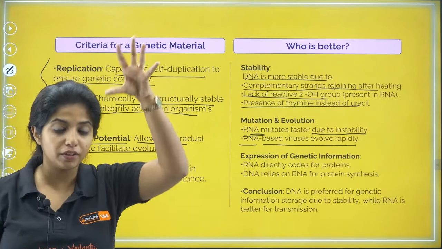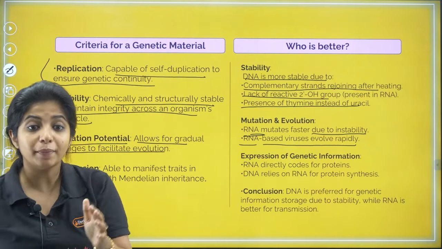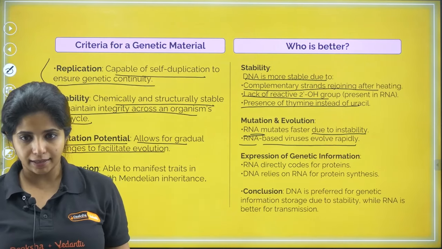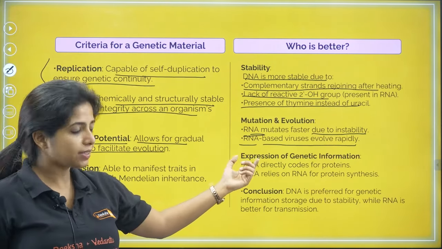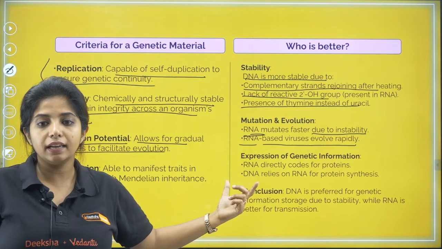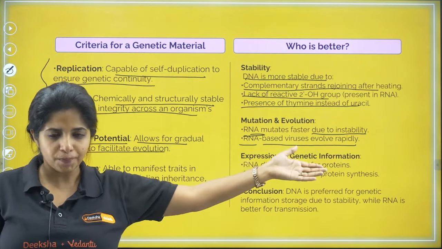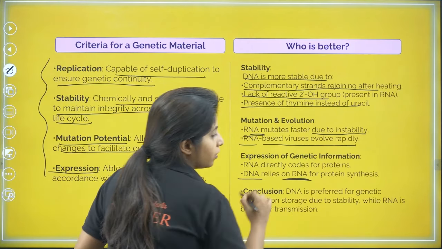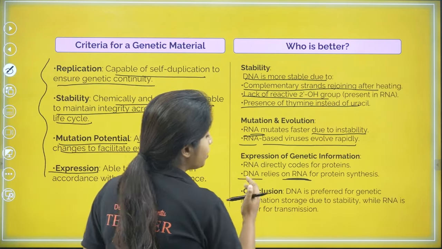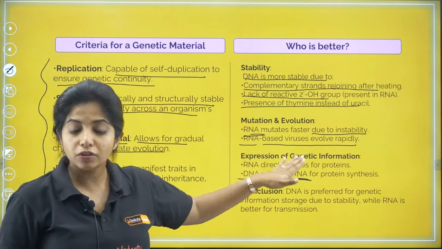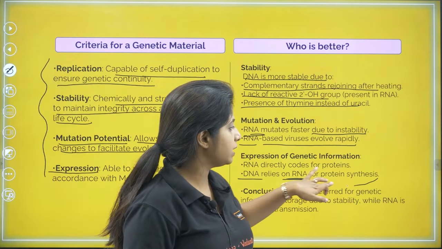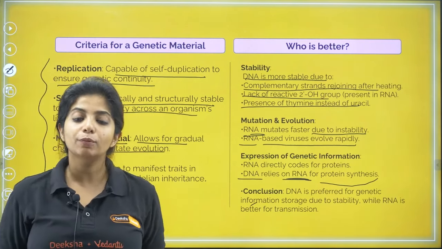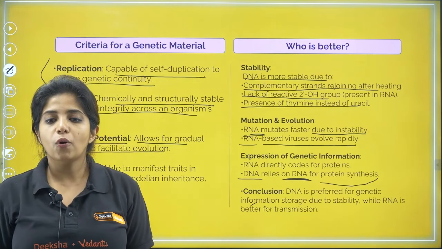Whatever code is there, it should be expressed in the form of Mendelian inheritance. Whatever Mendel said, that this gene is there for this particular trait, it should show up like that. RNA directly codes for protein, but DNA relies on RNA for protein synthesis, I told you. That is just the drawback. But still, isn't the DNA helping in the formation of RNA, and this RNA ultimately helping in protein synthesis as well? So if you compare RNA and DNA, DNA is best to be considered as what? The genetic material.